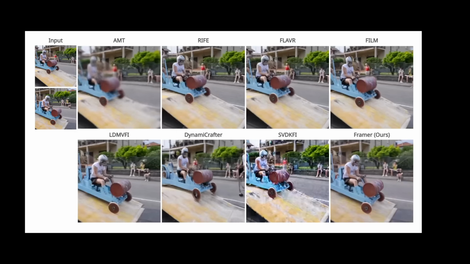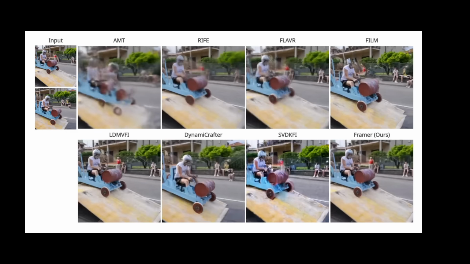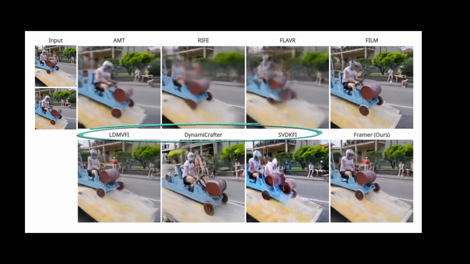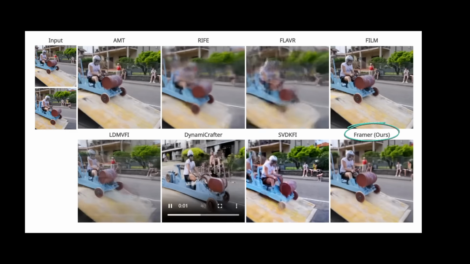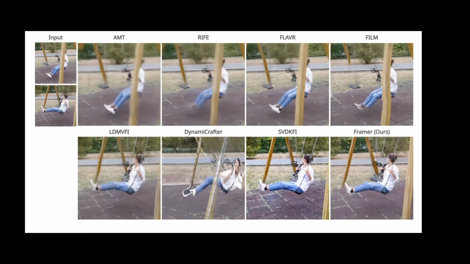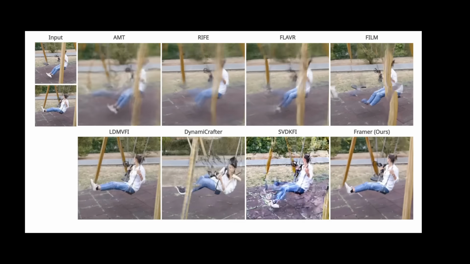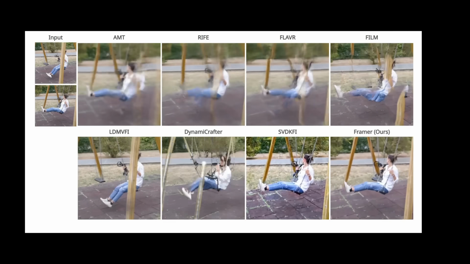And as you can see, in this comparison, Framer does much better than existing methods for interpolation. As you can see, most of them just have a lot of warping or distortions or hallucinations, but Framer tends to keep everything fairly consistent across the entire video. Here's another example where all the other methods just have a lot of warping. It's clearly not usable, but Framer's generation is actually decent.